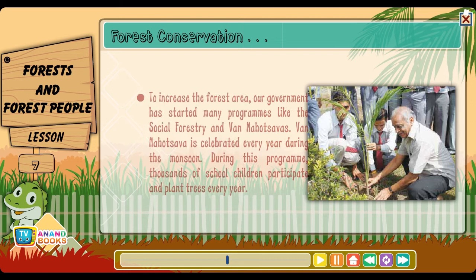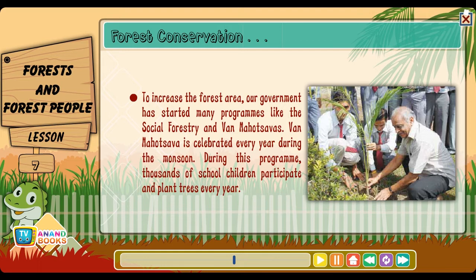To increase the forest area, our government has started many programs like social forestry and Van Mahotsav. Van Mahotsav is celebrated every year during the monsoon. During this program, thousands of school children participate and plant trees every year.